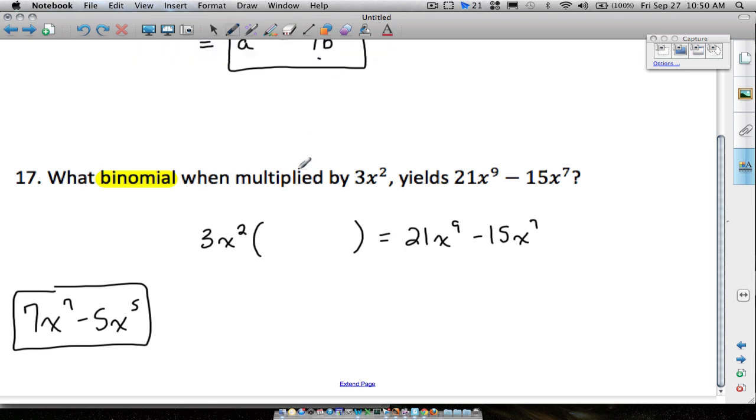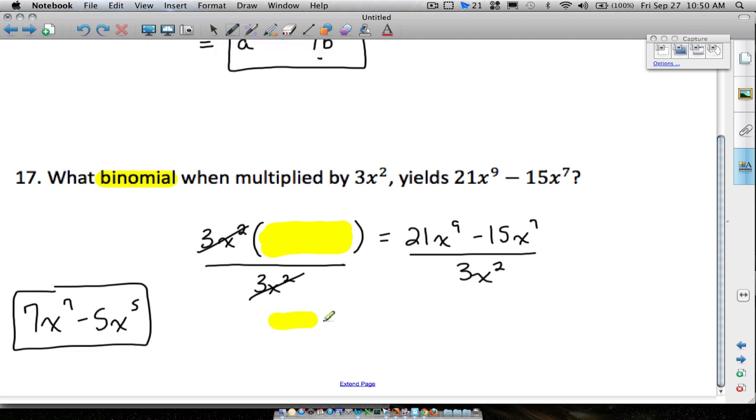And let's look at it in a different way. Let's divide to solve this. So 3x squared times some junk is going to give us this stuff. If we were to divide both sides of this equation by 3x squared, what we're actually turning this problem into is a division problem. So the 3x squareds would cancel out, and what you have left over here is that mysterious binomial that you're looking for.